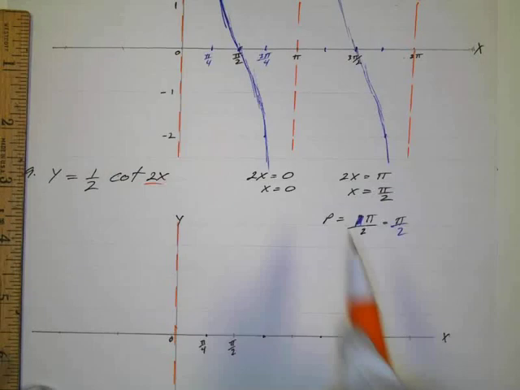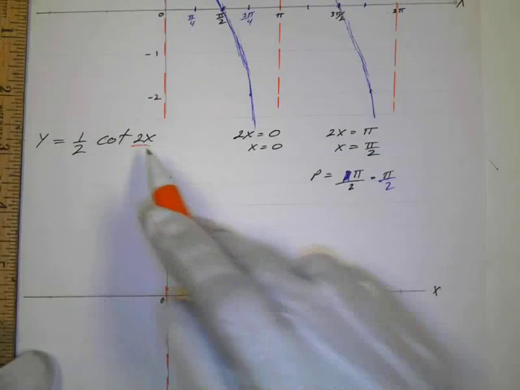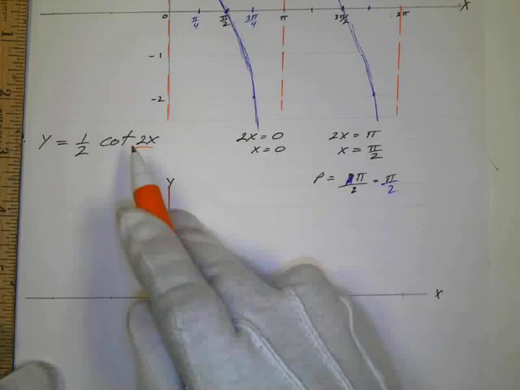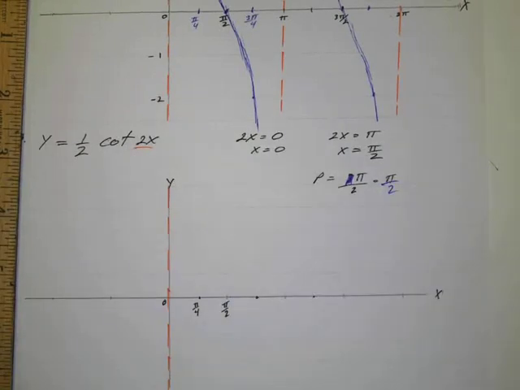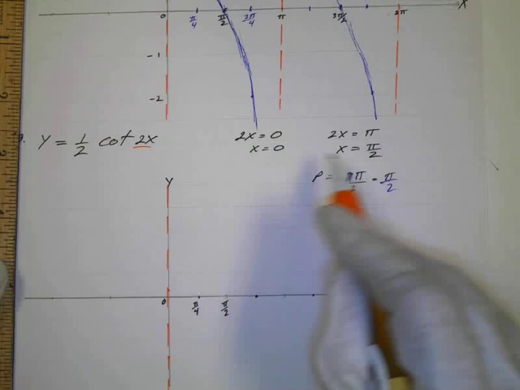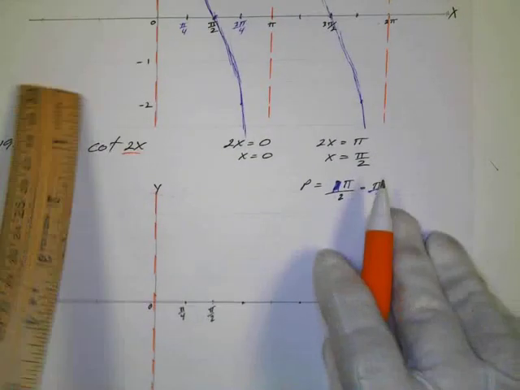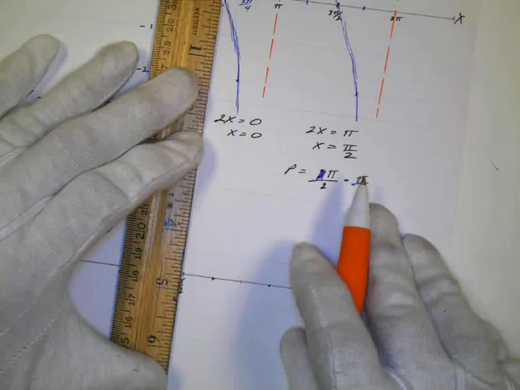Which is the same thing as the parent function of the main function, but now because of this 2 here, it's reduced the period from pi to pi over 2 because I divide by 2. And you can also see where the asymptotes are going to be at 0 and pi over 2. So they kind of reinforce each other.